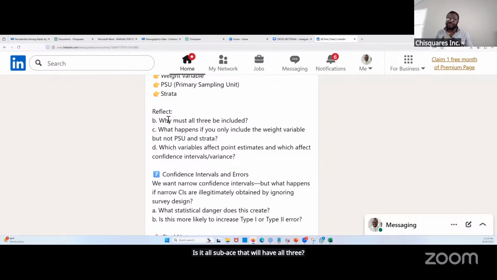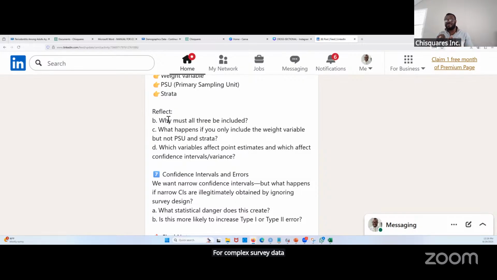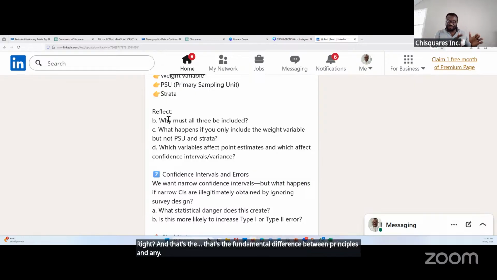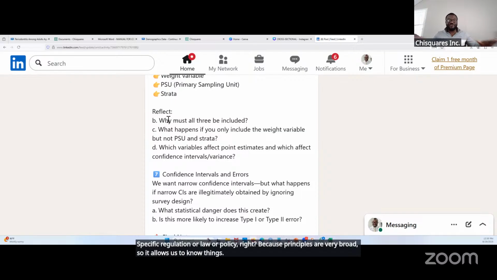Because again, our focus is not just on NHANES, right? This session is really just using NHANES as a poster child for complex survey data. So it's not enough for us to just know about NHANES. We need to know the principles, right? And that's the fundamental difference between principles and any specific regulation or law or policy, right? Because principles are very broad. So it allows us to know things very broadly.